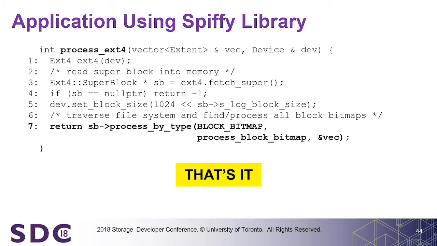Next, on line 7, invoking the process_by_type function allows processing all of the block bitmaps reachable from the super block through its annotated pointers. This avoids the need to write any traversal code manually, so the developer can focus on just the code that processes the block bitmaps.